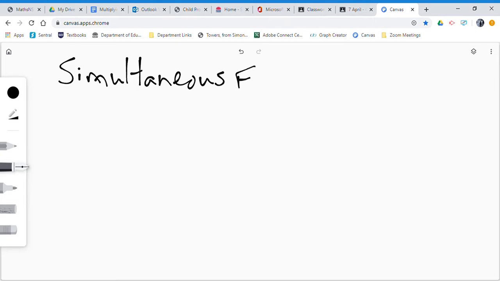So today what we're going to be doing is simultaneous equations. We're going to do 3 different ways of doing simultaneous equations. The first way we're going to be looking at is the graphical method.